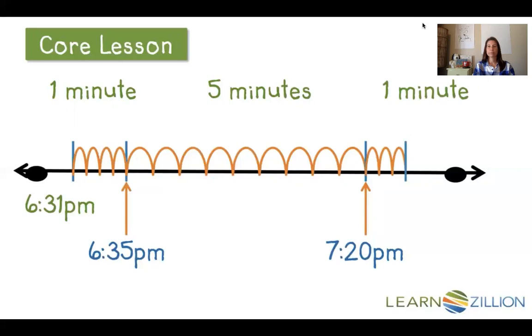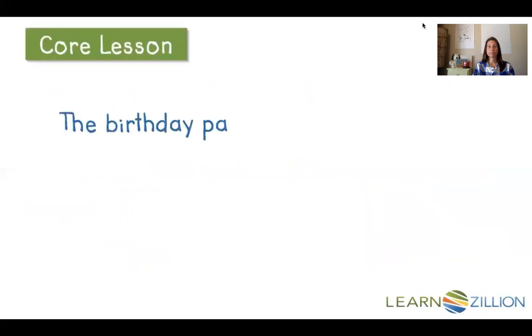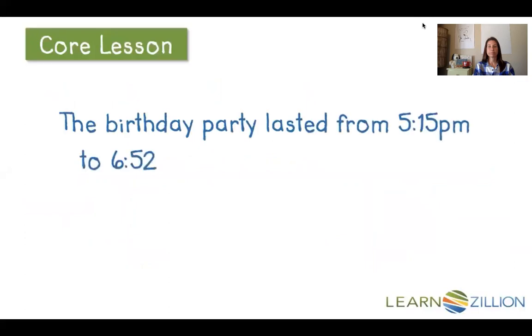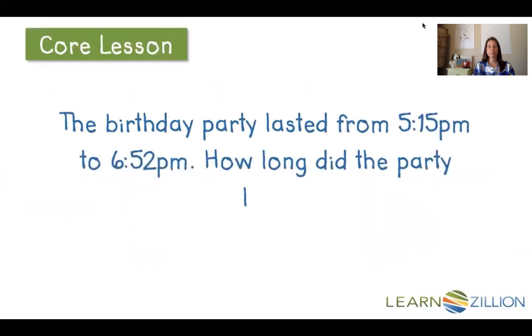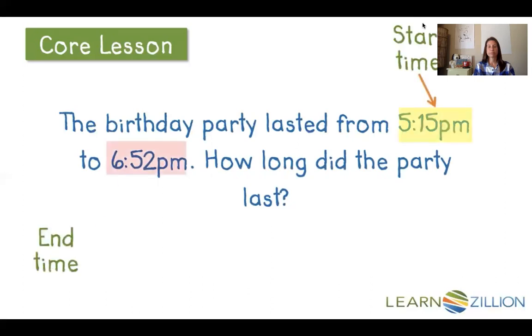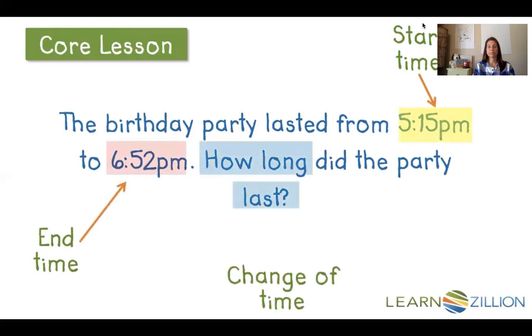So if the lasagna cooked for 52 minutes, it would come out of the oven and be ready to eat at 7:23 p.m. So let's go back to our birthday party, which lasted from 5:15 to 6:52, and we want to know how long the party was. So again, we have our start time, we have our end time, and in this problem, we want to figure out the change of time. We want to figure out how long it lasted.